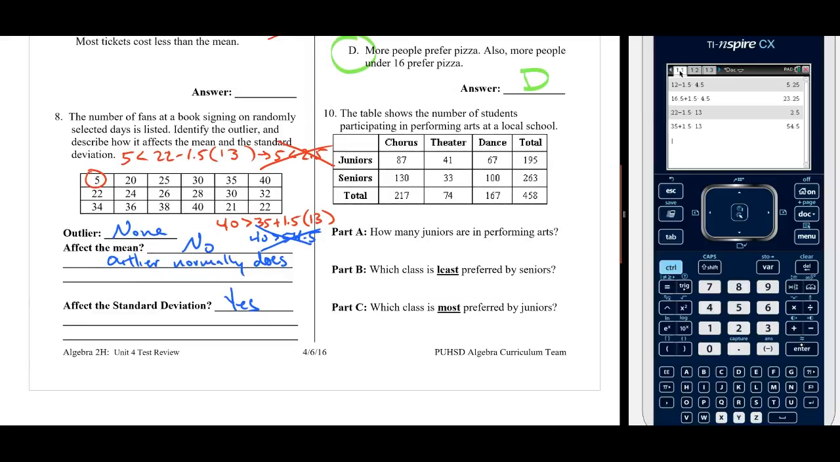10. The table shows the number of students participating in performing arts at a local school. How many juniors are in performing arts? So I'm looking at all juniors. That's all the way across, so there are 195.